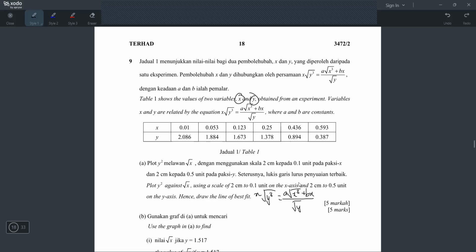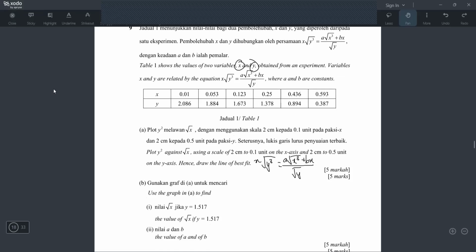So when we are doing linear law questions, I always teach my students, I always say, please change to linear form first, even if the question never asks you to change. Because if you don't do that, later you cannot do part B. You cannot do part B later, because in part B you want to find a and b, right?